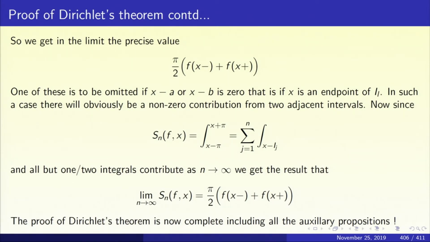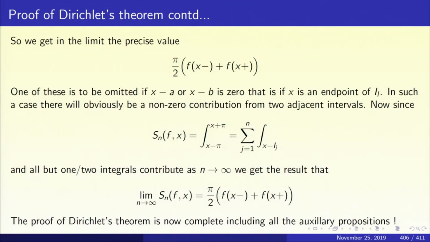In such a case, there will be a non-zero contribution from two adjacent intervals, and we will get that at a point of discontinuity, the limit of Sn f x will be exactly pi by 2 times f of x minus plus f of x plus. Of course, we have to add up the contributions, but remember that if x doesn't belong to an I_j, then that term doesn't contribute. We have seen that right at the beginning. The proof of the Dirichlet's theorem is complete, including all auxiliary propositions.